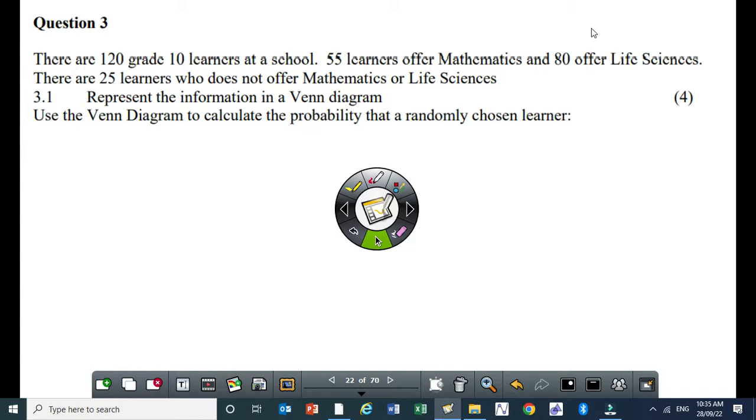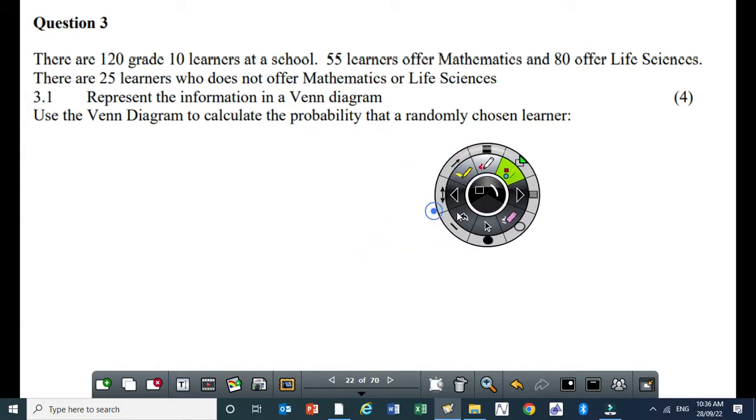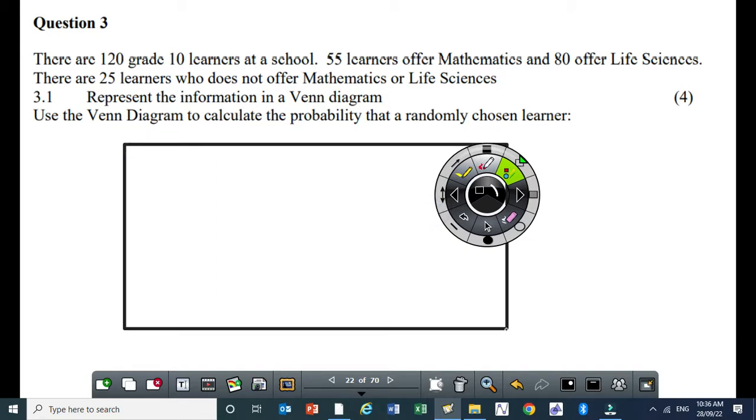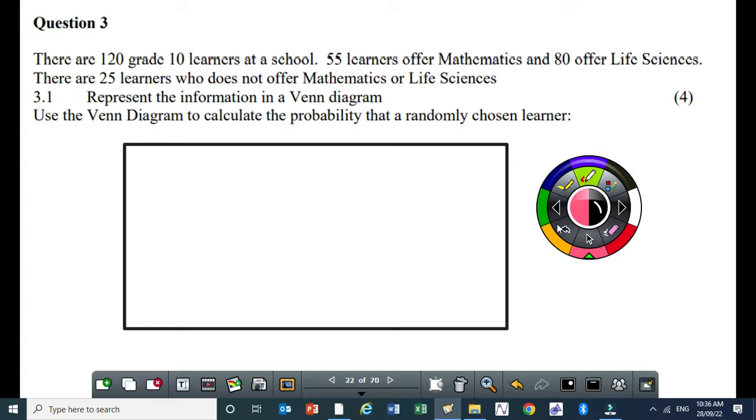Now in grade 10, as I've said in the past, we mainly concentrate on two events. In grade 10, it's two events. Grade 11, three events. So here we have two events, the two subjects, mathematics and life sciences. First, we need to draw the Venn diagram.